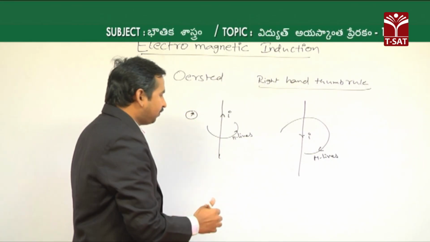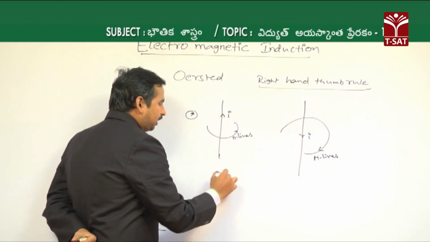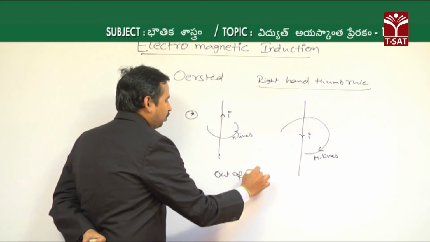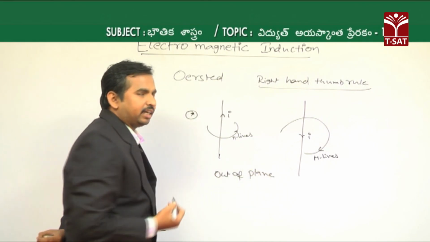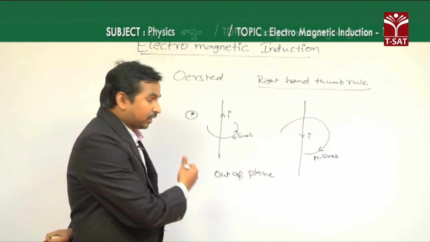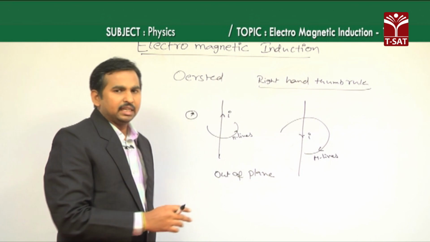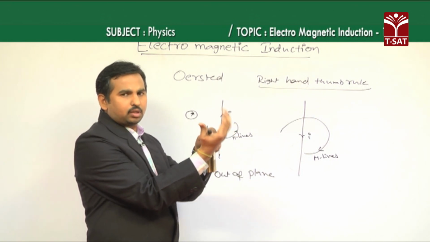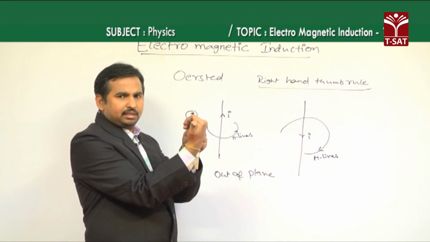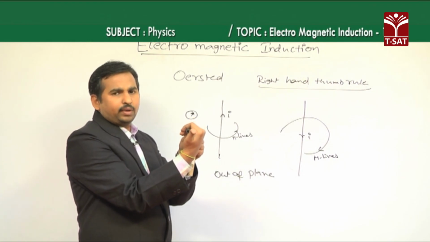So whenever the current is coming out of the plane, the magnetic lines of force come around it like this, in an anti-clockwise direction.